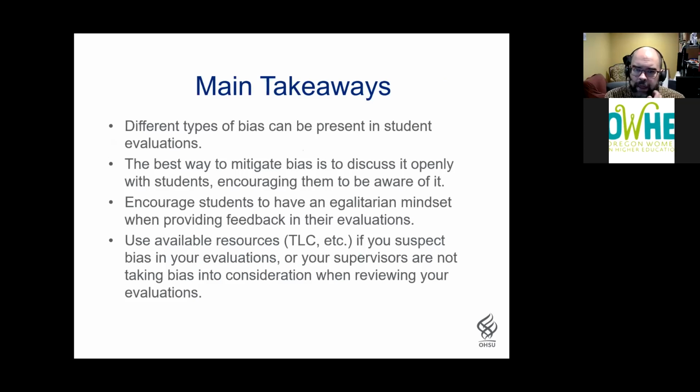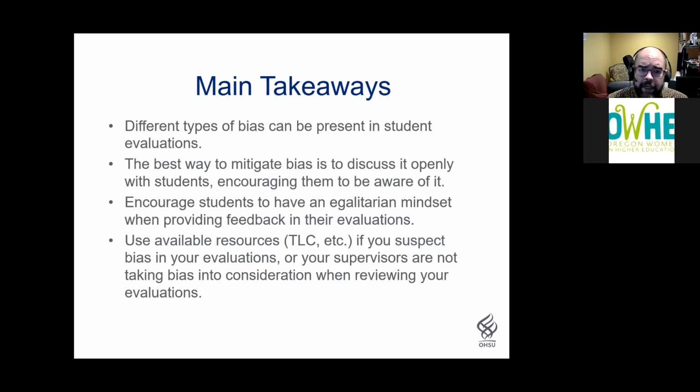So we're getting close to me ending my slide presentation. So a couple takeaways. Again, there are different types of bias that can be present in evaluations. They may be subtle, they may be overt, but if you see something, say something, and raise the red flag and then talk about it with the appropriate parties. Of course, the best way to mitigate bias is to discuss it openly with students and encourage them to be aware of it, and to let them know that it is not appropriate in course evaluations. It's really not appropriate, period, in your institution, but definitely not in evaluations.